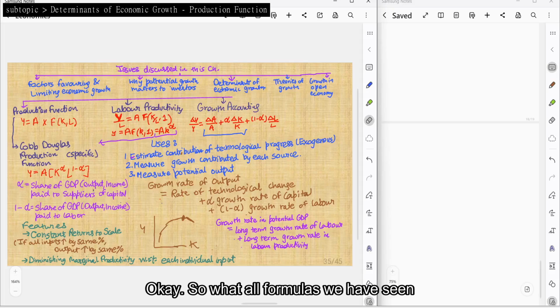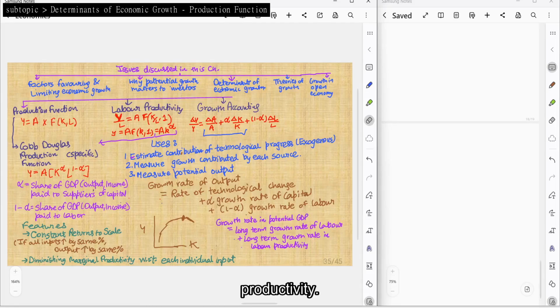Okay, so what formulas have we seen on this side? First is the production function and the Cobb-Douglas production function. Second is output per unit of labor expressed in terms of the Cobb-Douglas production function. Third is growth accounting, in which we have expressed the rate of change in output as a function of total factor productivity, capital, and labor. And fourth, we have expressed the growth rate in potential GDP as the long-term growth rate of labor plus the long-term growth rate in labor productivity.